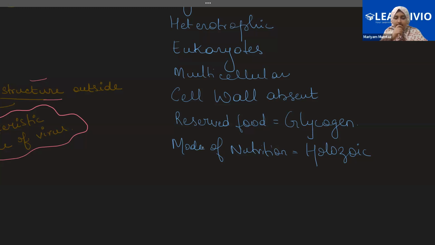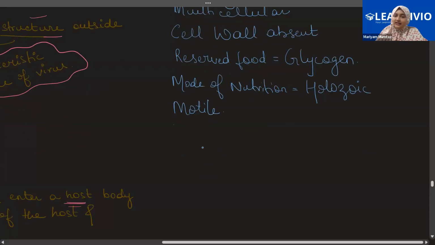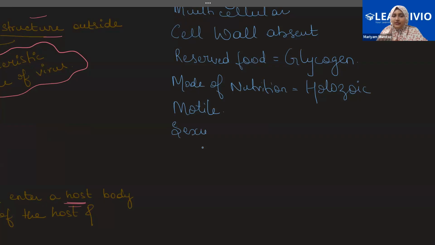Now, apart from this, they are movable, right? They are motile, meaning that they can locomote from here to there. They can move. Okay, and what kind of reproduction will be there in the case of animals? Sexual reproduction. Very good. Sexual reproduction is present. So this is like the introductory part of the kingdom Animalia.